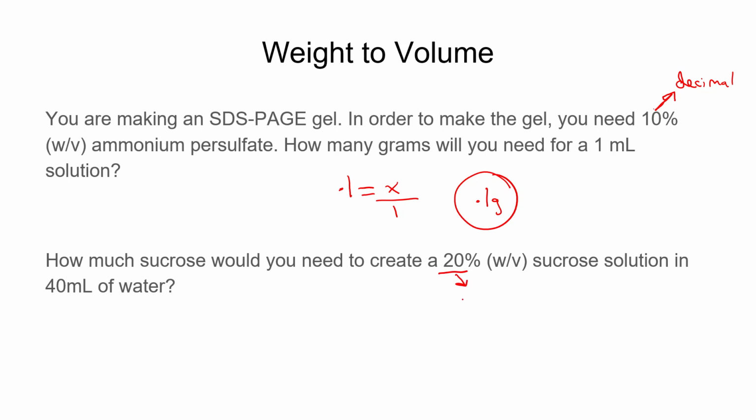How much sucrose would you need to make a 20% weight to volume solution? We're going to convert that to a decimal. x over 40 mils. So 40 times 0.2 is equal to 8. So we would add 8 grams.